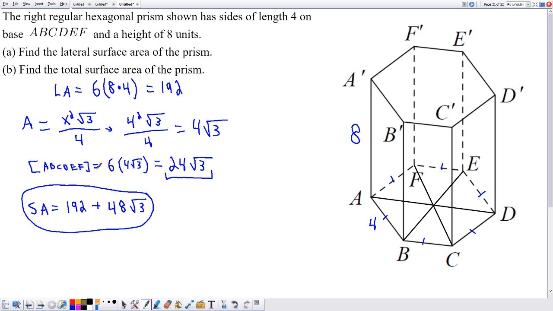Again, all these problems amount to is just breaking them down into simpler parts. Finding the surface area and the lateral area is just a matter of finding two-dimensional areas, which we should already be quite familiar with.